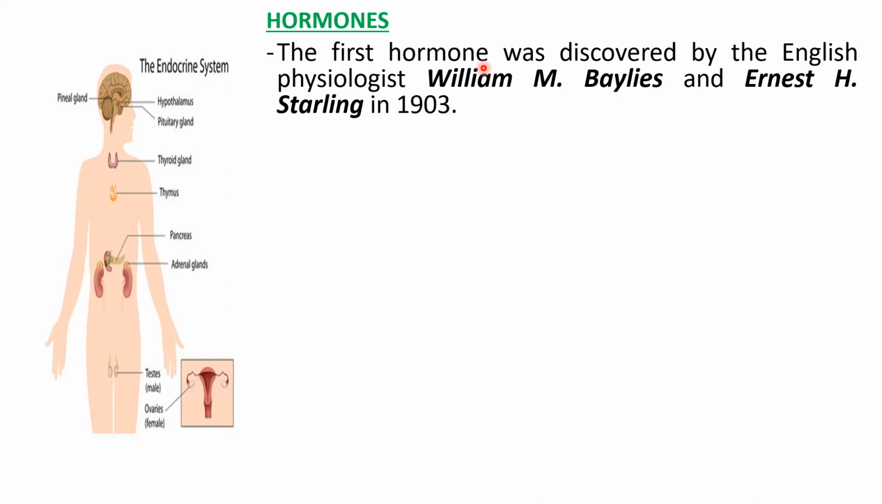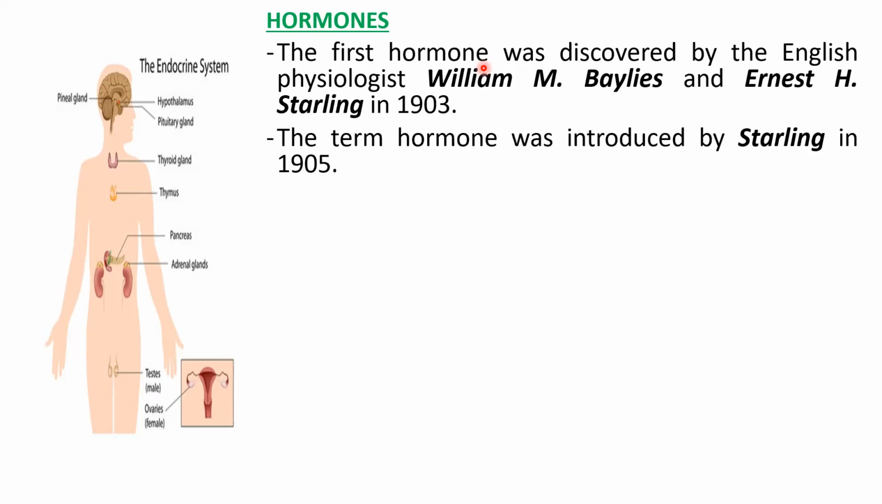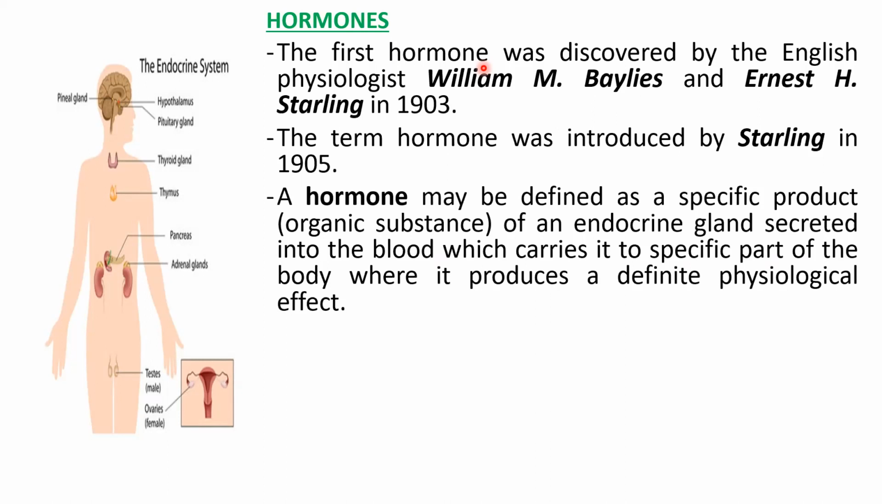The first hormone was discovered by the English physiologist William M. Bayliss and Ernest H. Starling in 1903. The term hormone was introduced by Starling in 1905. A hormone may be defined as a specific organic substance of an endocrine gland secreted into the blood, which carries it to a specific part of the body, where it produces a definite physiological effect.